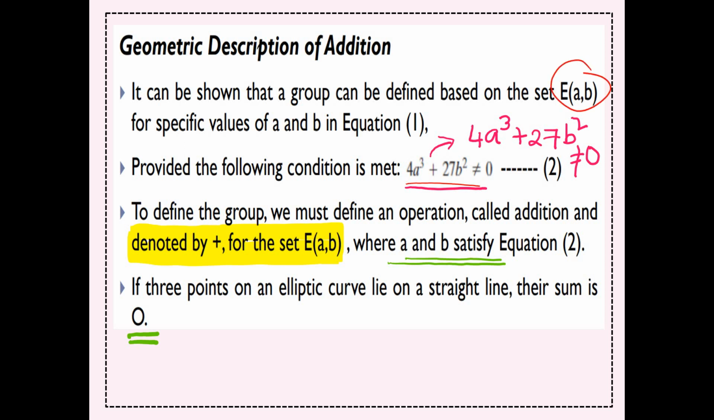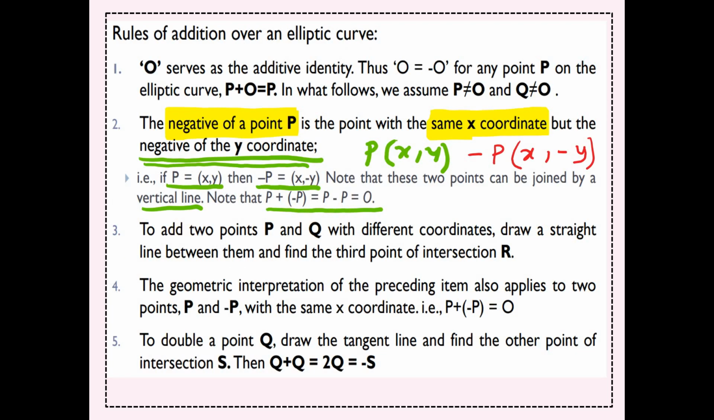To define the group, we must define an operation called addition. You can see only addition, nothing else. It is denoted by the plus sign, very similar to the binary operation for the group E(A, B), where A and B must satisfy the condition as given in equation number 2. Okay. If 3 points on an elliptic curve lie on a straight line, their sum will always be O. Okay. So that's what the interpretation is.